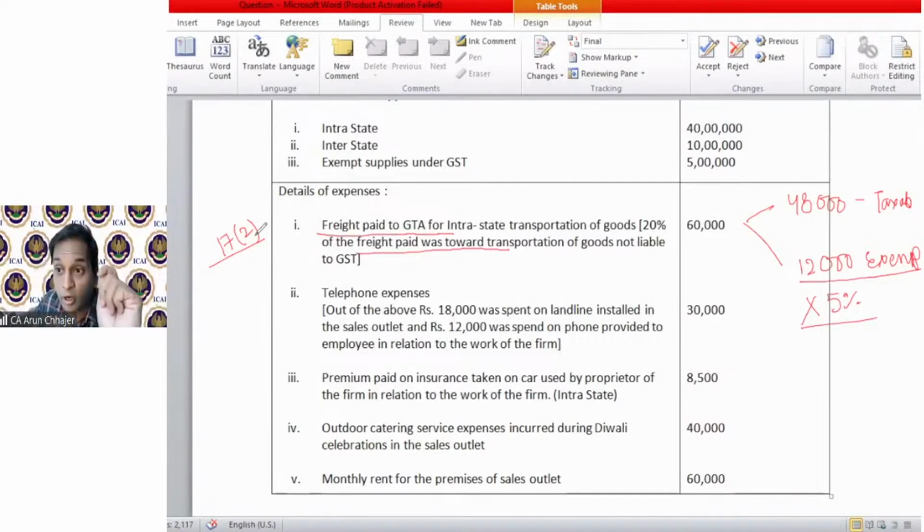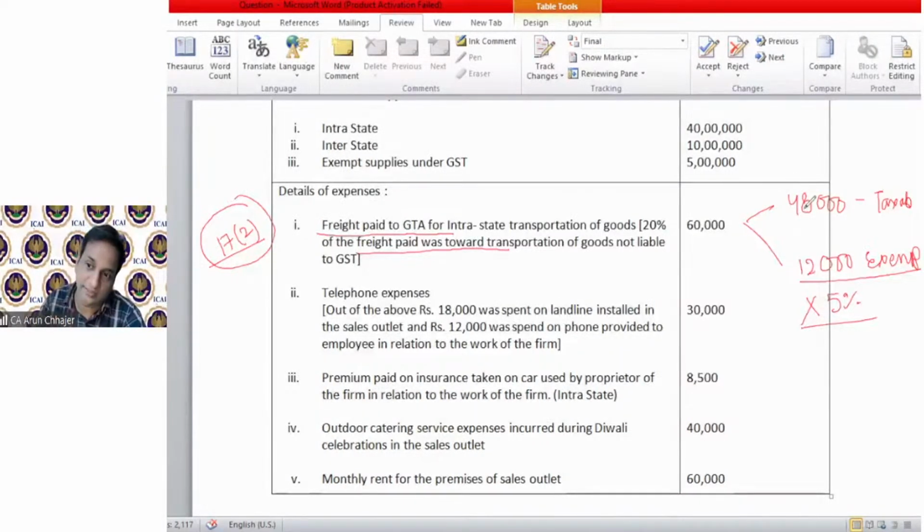It is not blocked in 17.5. My dear friend, it is not blocked in 17.5. I am not allowed to take the ITC because of 17 subsection 2. To the extent of taxable supply, I am allowed to take the ITC. ठीक है, आगे बढ़ते हैं.